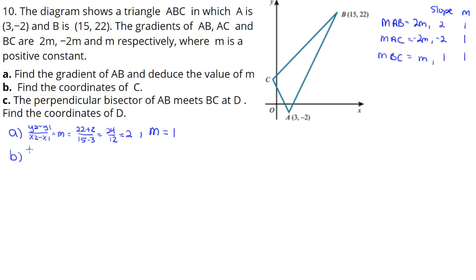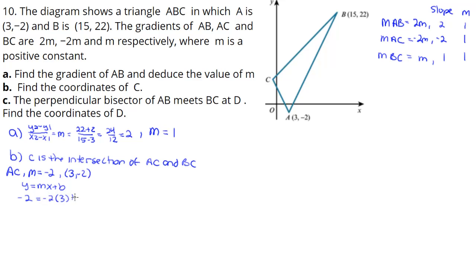Now, part B, it says find the coordinates of C. Well, C is a point where the AC and BC intersect. So if I find the equations of each one of those lines, all I got to do is solve them simultaneously. AC slope is negative 2, and a point is 3, negative 2. And if I substitute those values into y equals mx plus b, and then solve for b, I find out that the b is going to be 4, and so the equation is y equals negative 2x plus 4.